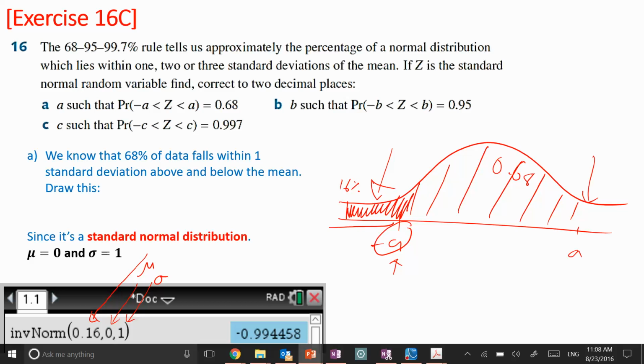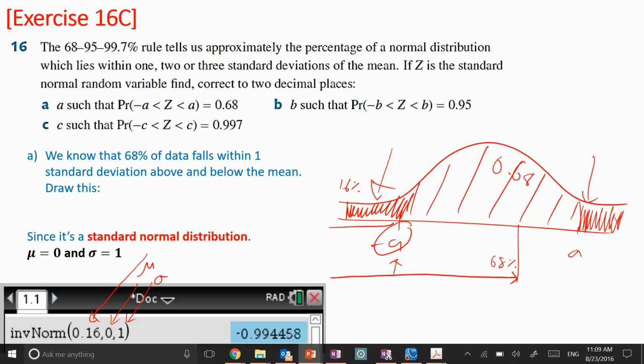Because if you put 0.68, what it will do is calculate from the left all the way to the right until you make 68%, and it'll tell you what value it is. But what we know is from negative A to A, it's 0.68. That's why you can't just put in 0.68 as the answer. You have to be careful. That's why I'm telling you to draw the problems. These are typical problems that you get in your exams, where they sometimes will ask you to find the area or the value for this.